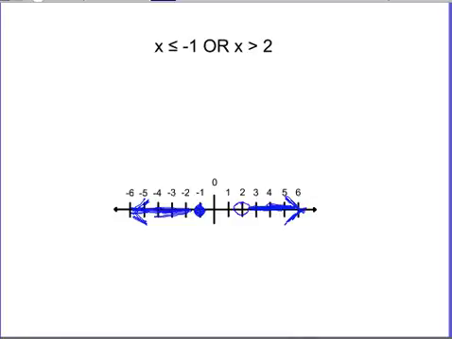That's a great question. Good job, Ryan. You're just going to write it just like it says. So we would write it in set builder notation this way: the set of all x such that x is less than or equal to negative 1, or x is greater than 2. Close it, and close the brackets.